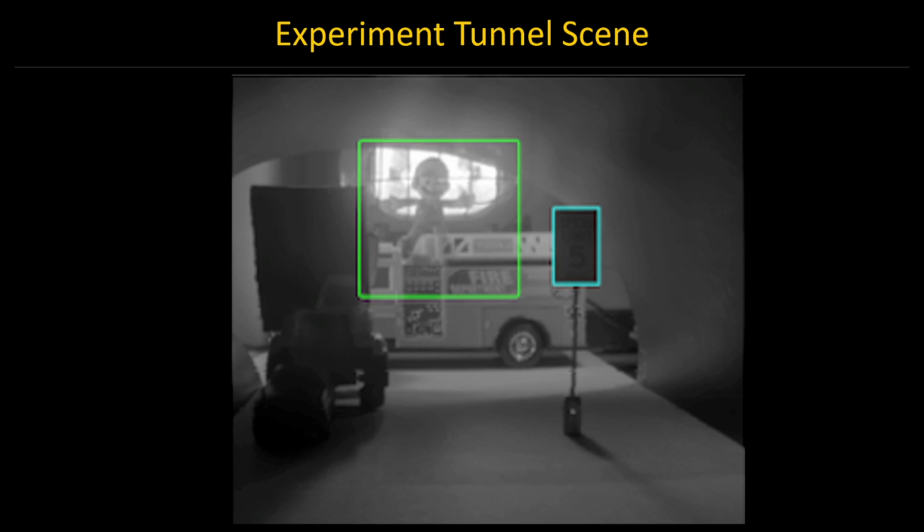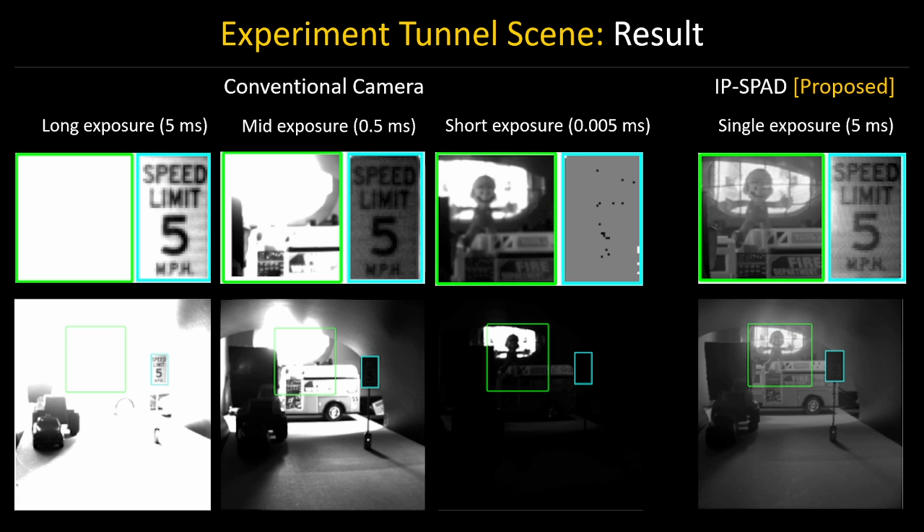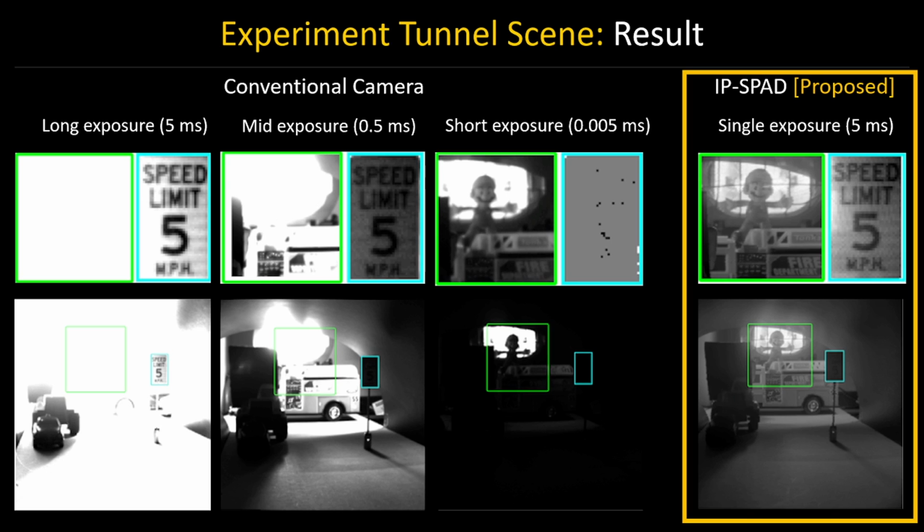Let's look at some experiment results. This test scene contains a dark tunnel with a bright halogen lamp outside. A conventional camera requires multiple exposures to cover this extreme dynamic range. Quite remarkably, the IP SPAD captures the entire dynamic range of over 10 million to 1 in a single shot. You can read the dark text and also see the bright halogen lamp simultaneously.